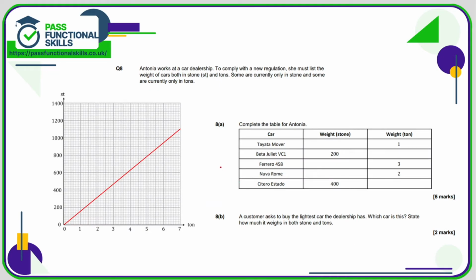Question number 8. So Antonio works at a car dealership, and it's all to do with converting between stones and tons. So we need to complete the table. So what is 1 ton in stones? Okay, so 1 ton is here, and to me that looks like that is 2 short of 200. So we're going up in 20s, so that is 160 stone.